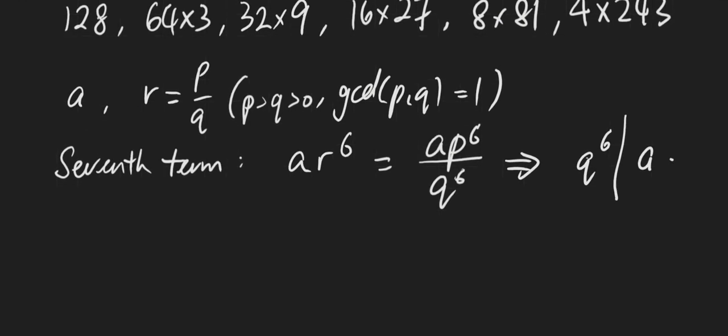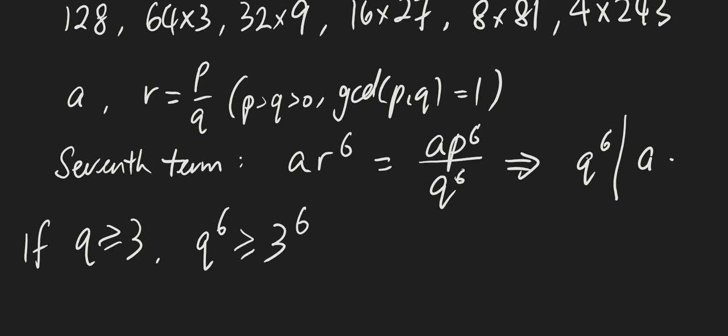Let's say q is greater than 3. If that's the case, then q to the power of 6 is greater than 3 to the power of 6. And this is 243 times 3, which is it over 1,000? Okay, no, it's not over 1,000. But this is 729.